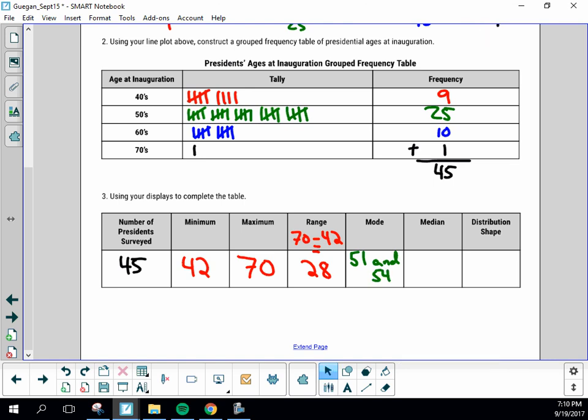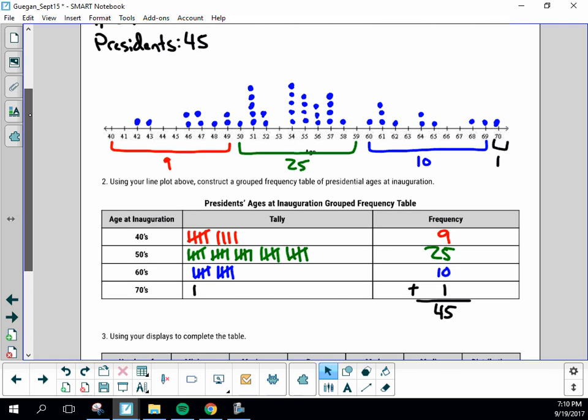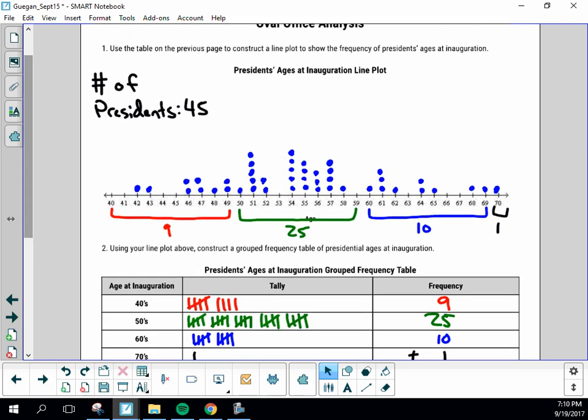Okay, median, onto median. I'm going to show you a little bit of a shortcut for how to do median, but I want you to remember, if you don't remember how to find median, you should just list out all of your data points. So in this case, it would be a list of 45 data points. All right, here's a kind of a shortcut for median.